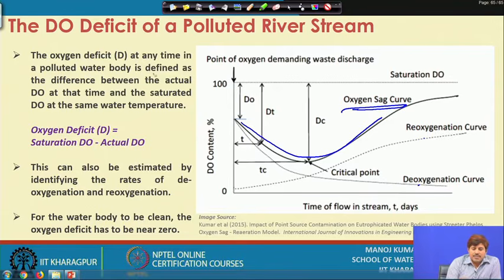The oxygen deficit at any time in a polluted river body is defined as saturation DO minus actual DO. What is the saturation dissolved oxygen level and what is the actual dissolved oxygen level, and the gap between them is called the oxygen deficit. So, like this, this is the oxygen deficit at time t.